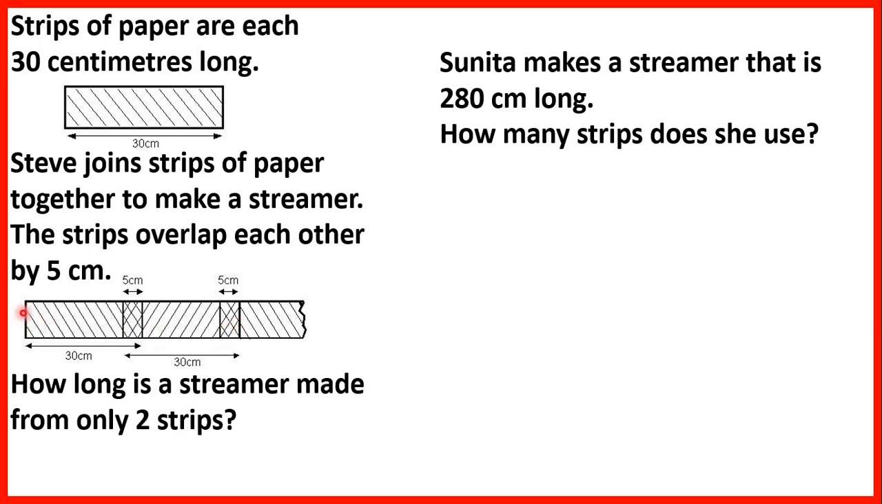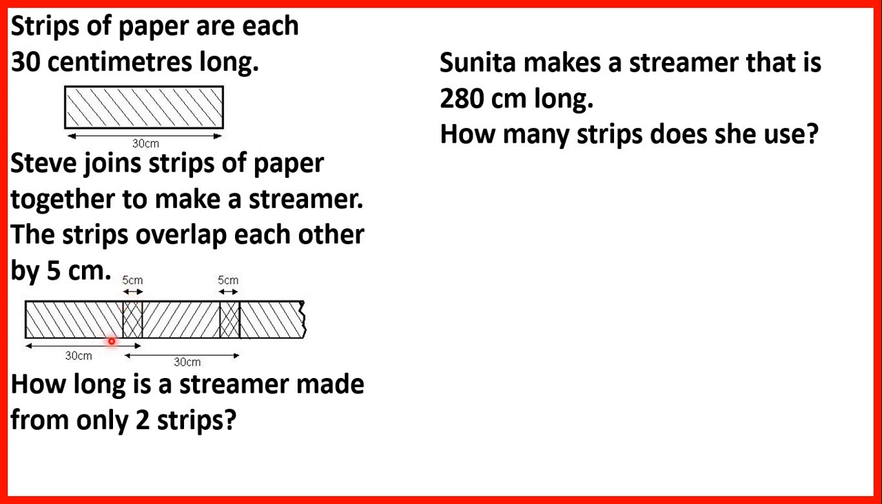So we can see that we have 2 strips in this diagram, but if there's only 2 strips, there won't be this 3rd strip as well. So we can see that the 2 strips are each 30 centimetres, but there's 5 centimetres where they overlap. So 2 times 30 is 60, but then we need to subtract the 5 centimetres where they overlap. So 30 times 2 is 60, minus 5 is 55.